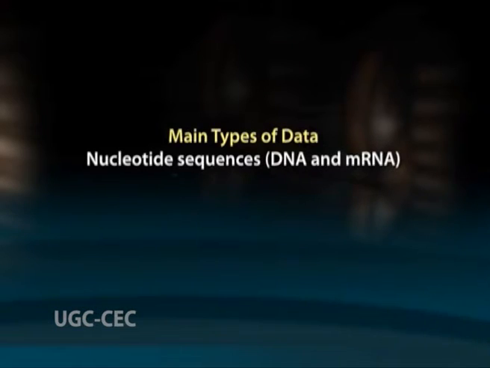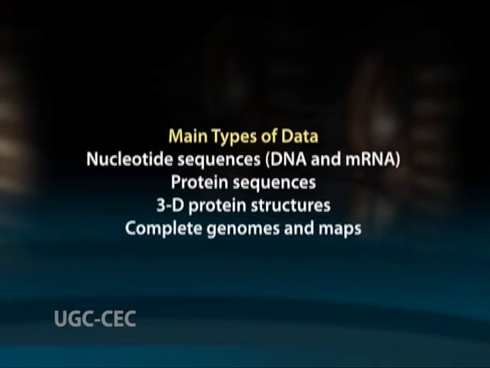Now, the data domains. The main types of data produced by molecular biology research are nucleotide sequences, that is DNA and mRNA, protein sequences, 3D protein structures and complete genomes and maps. These days, we also have gene expression and genetic variation, that is polymorphisms.